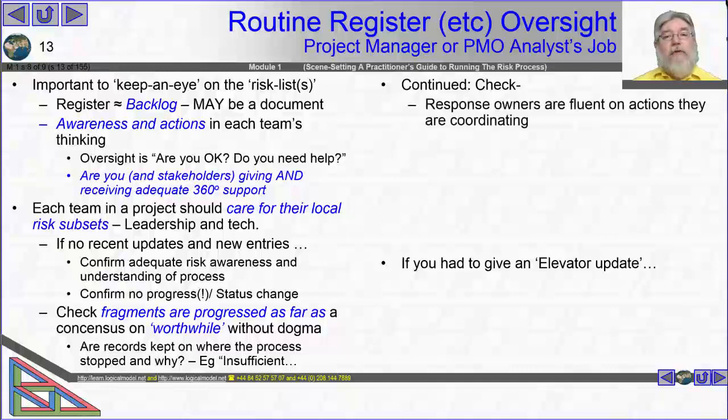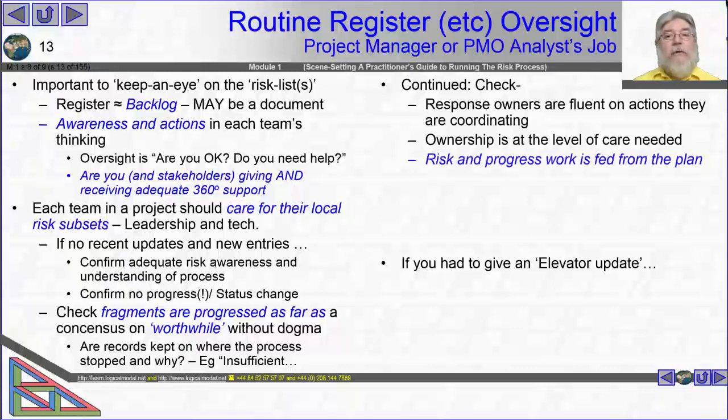I'm going to check that response owners, those people named somewhere in my to-do lists and plans, are fluent on the actions that they are coordinating. They know what's going on. The owners have the right authority to be able to push the actions forwards, that they're not aware of an opportunity that can't be realised or a threat that's not being dealt with because they can't get other people to take action.